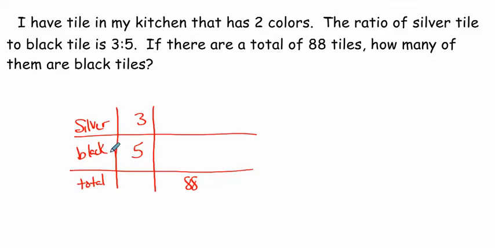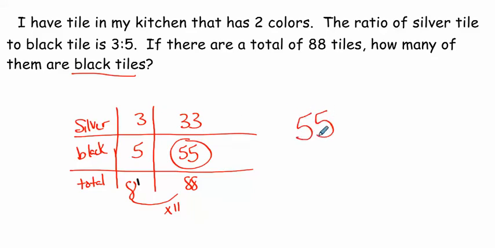All right, hopefully you got to this point. This is all from the problem. So ask yourself right now, what's my total? If I add these together, I get 8. So how did I get to 8? 8 times what gives me 88? That would be times 11. So if I multiply both of these by 11, and go back to the question, how many of them are black tiles? That would be this one. So it's 55 black tiles.